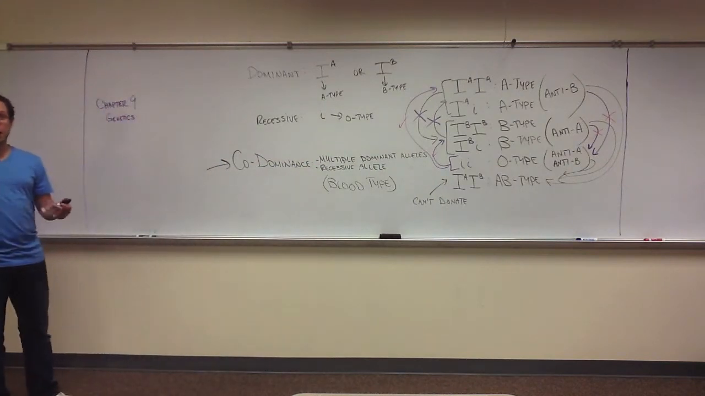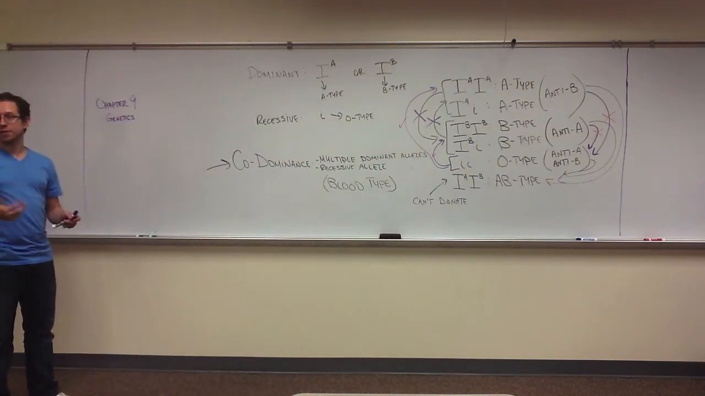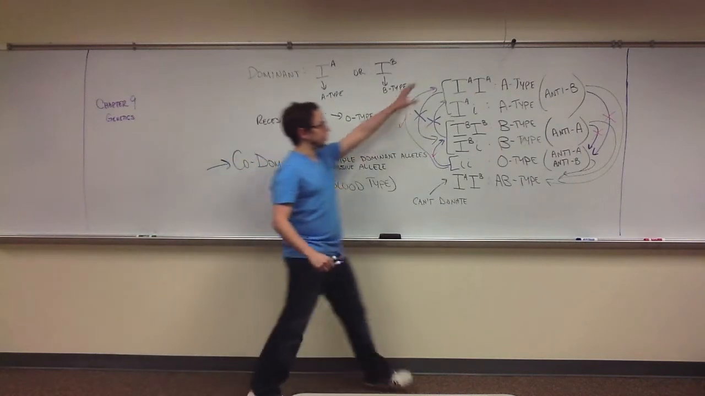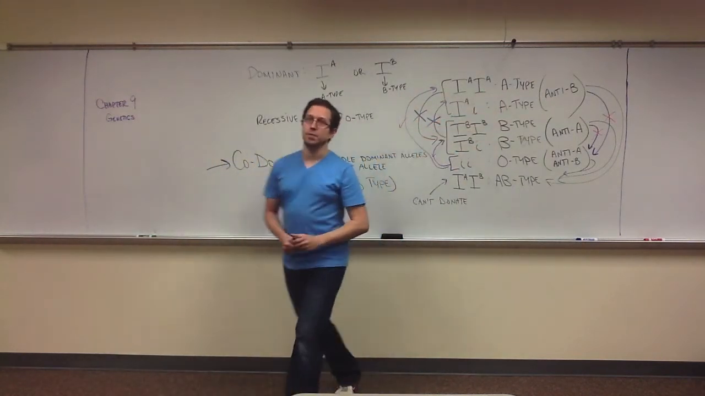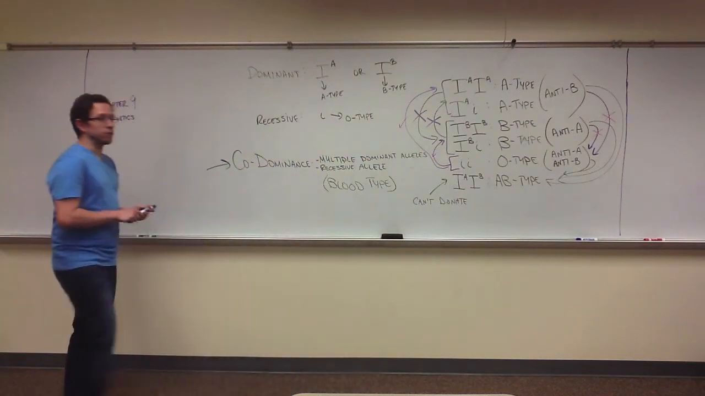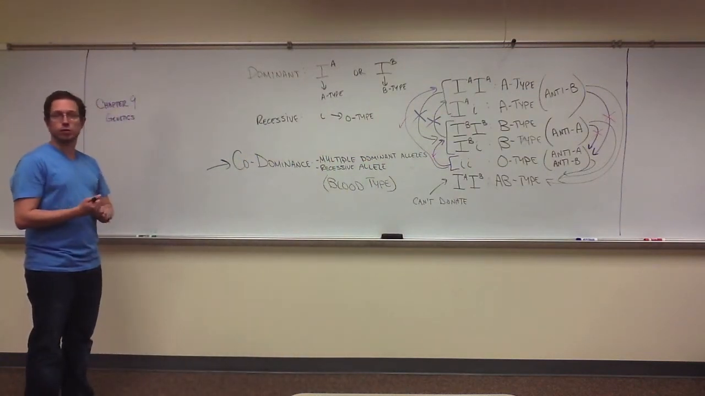It can obviously donate to itself, and that's a general rule with all of these. A-type blood can donate to A-type blood. B-type can donate to B-type. Okay? All right, so that's blood typing. Any other questions regarding that?